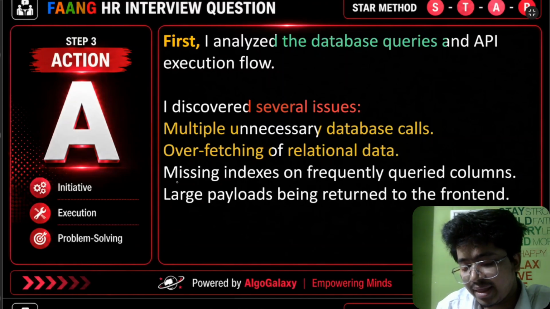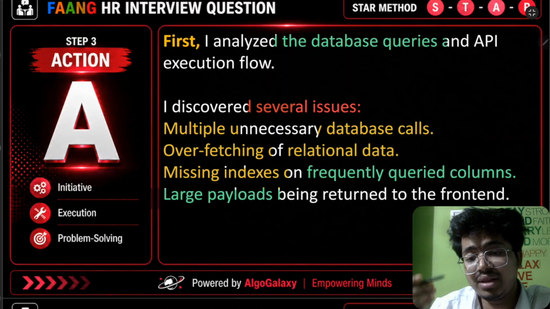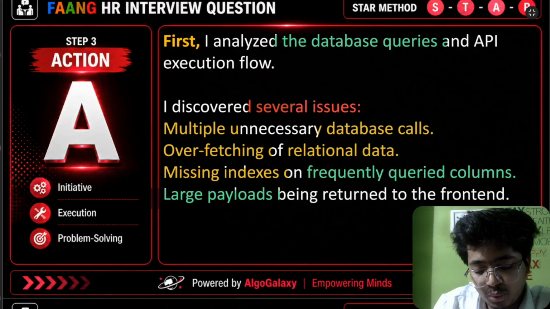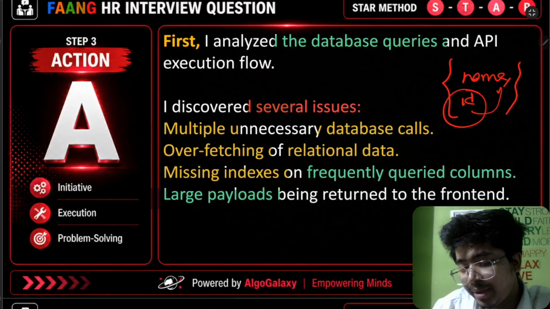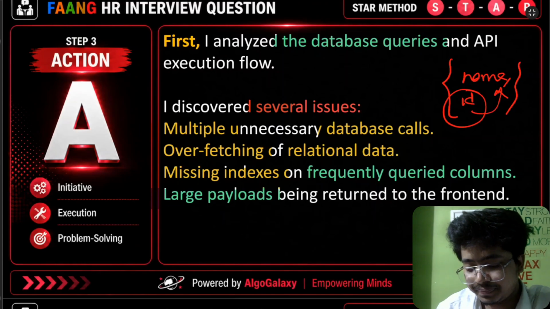Third, missing indexes. In some places, we have missed the indexes on frequently queried columns. Fourth, large payloads. Sometimes in the request we try to extract all the fields, instead of just the fields we need. Let's say you need only two fields, name and ID of a person, because you want to display that person from the ID. But some people try to fetch the entire payload. So these are the problems.